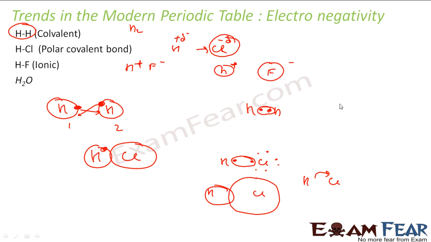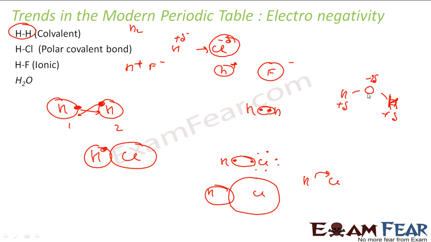If you see water, H2O, here also oxygen has more tendency to attract the electrons and hydrogen has less tendency. So hydrogen will get a slightly positive charge and oxygen will get a slightly negative charge. That's what we call a polar covalent bond.